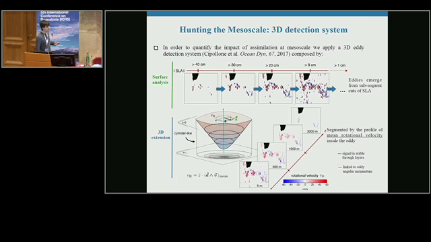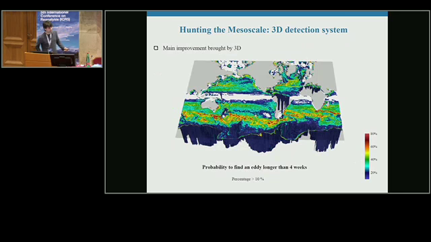It's able also to discriminate the eddies that are spurious ones, since they are only surface eddies, from real deep ones. So the main improvement brought by this system is that you can now access the vertical distribution of the eddies. This is a 3D map of the probability for an eddy to occur in a specific region. So 80% means that you have an 80% probability for an eddy to occur in that region.